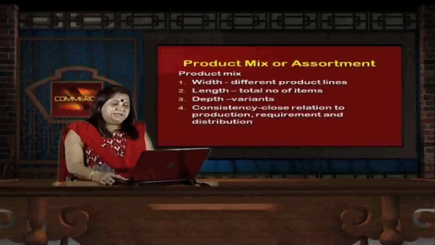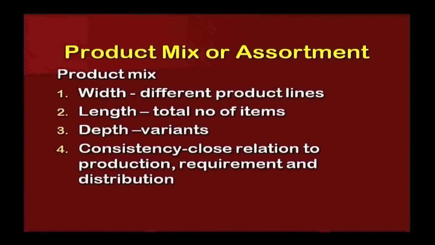Now, let us study the product mix or the assortment. What is product mix? It consists of the width, length, depth and the consistency. First is width. This is the different product lines offered by a company. Length is the total number of items in a particular product line. Depth is the variance. Consistency is the close relation to production, requirement and distribution.